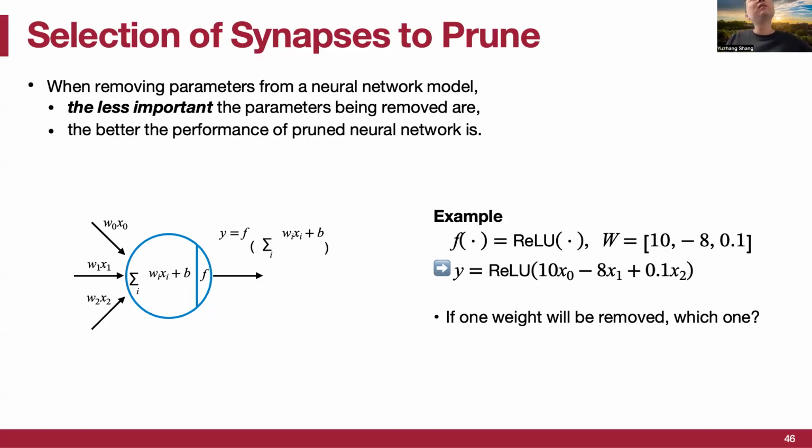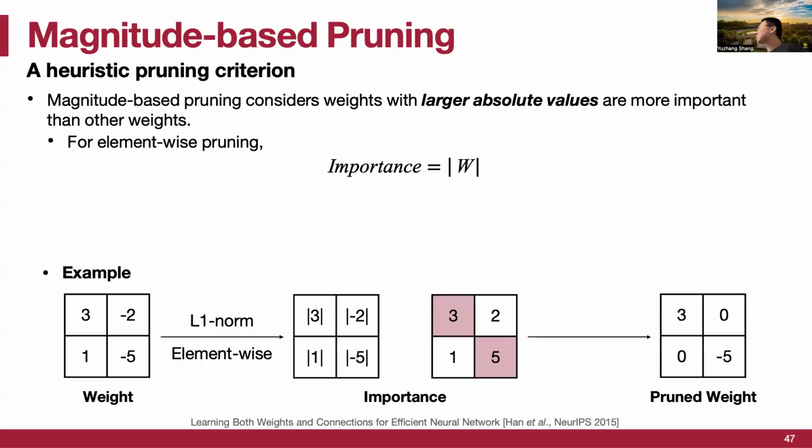Yeah, the third weight, 0.1. This one, the W2 one, right? So why? Because the value is so small. With it being less than 1, whatever x2 is will be scaled down significantly. Yeah, that's a good heuristic for choosing which weight we should prune out. And this is the so-called heuristic pruning criteria. Your answer is very correct.